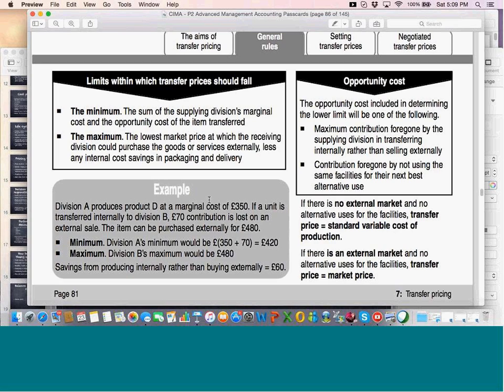So the limits within which transfer pricing should fall: the minimum is the sum of the supplying division's marginal cost and the opportunity cost of the item transferred. The maximum is the lowest market price at which the receiving division could purchase. So the easiest way of looking at it is that your target should be lower than what is in the market. That's the easiest way to think about it. Anything that you require any exception to.